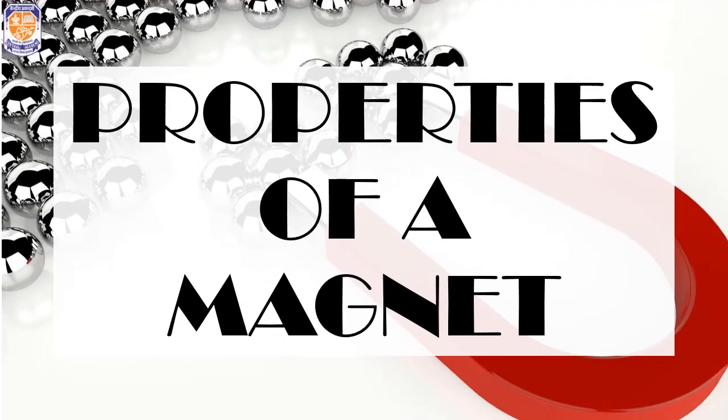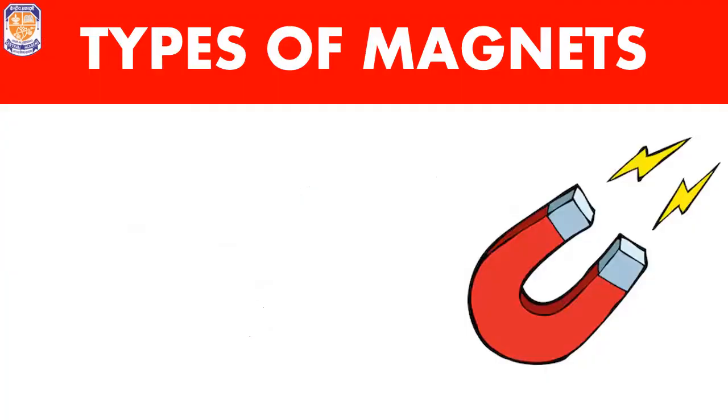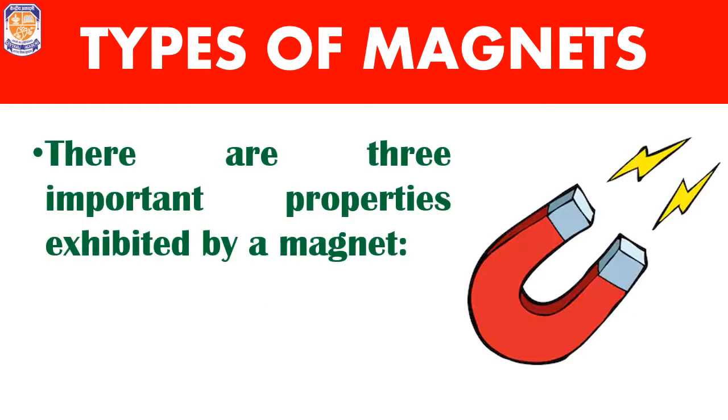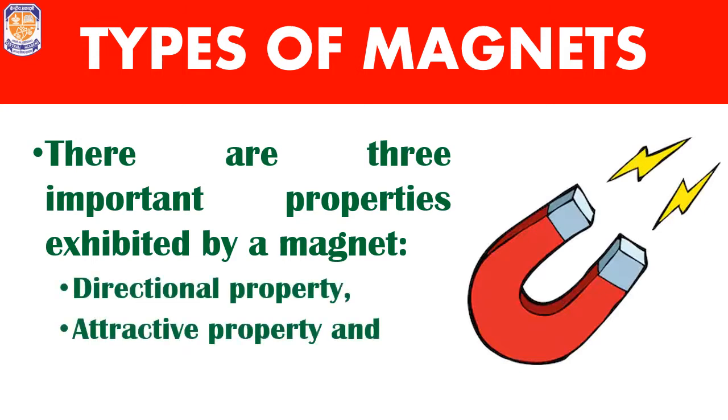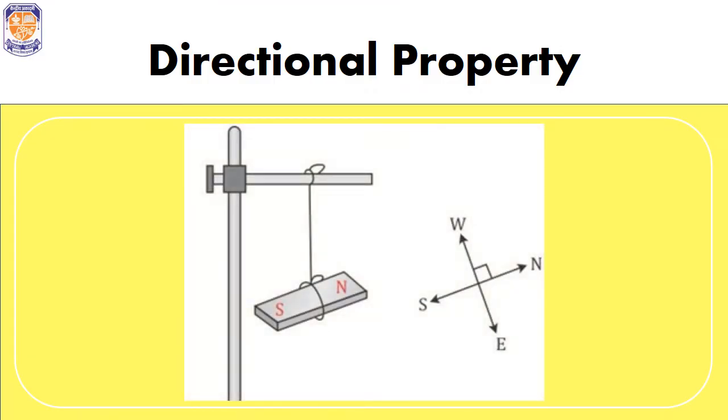Firstly, starting with the properties of a magnet. There are 3 important properties that are exhibited by every magnet. That is the directional property, the attractive property, and the repulsive property. We have already discussed a little bit about all these 3 types of properties. So starting with the very first property, that was the directional property.